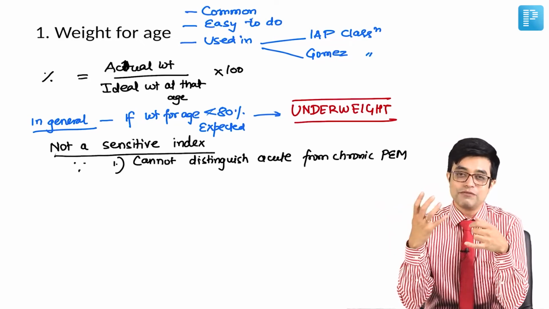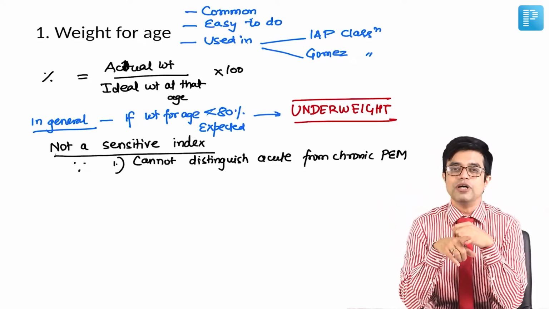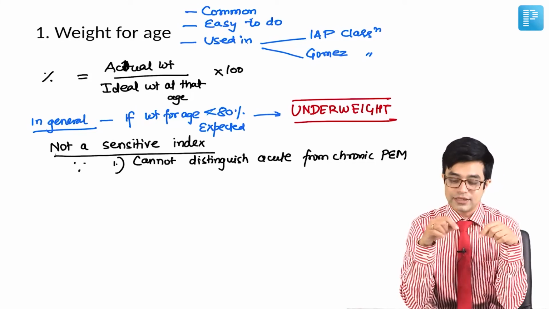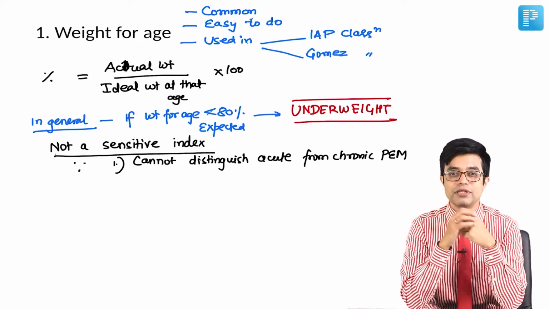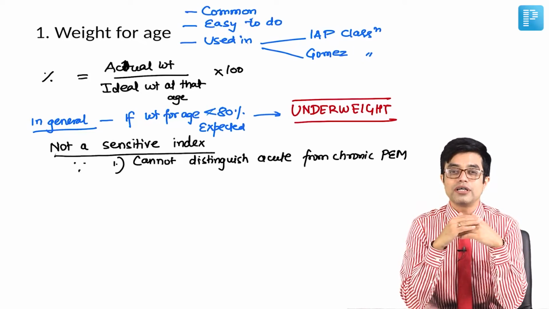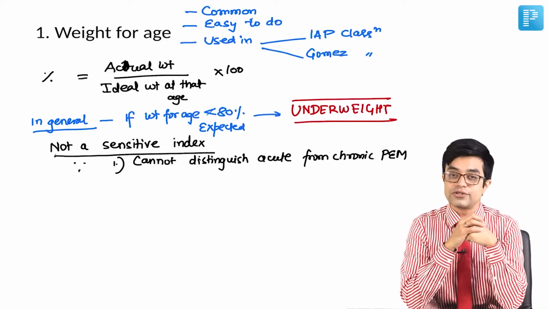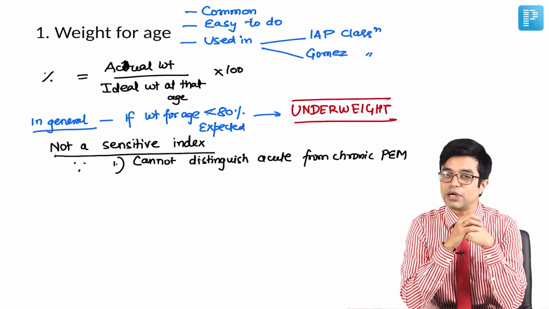So you may get confusing questions on this. First MCQ, which parameter can be decreased in both acute and chronic malnutrition? Answer is weight for age. Second MCQ, which parameter cannot distinguish acute from chronic malnutrition? Again, weight for age. And so it is not a very sensitive marker.